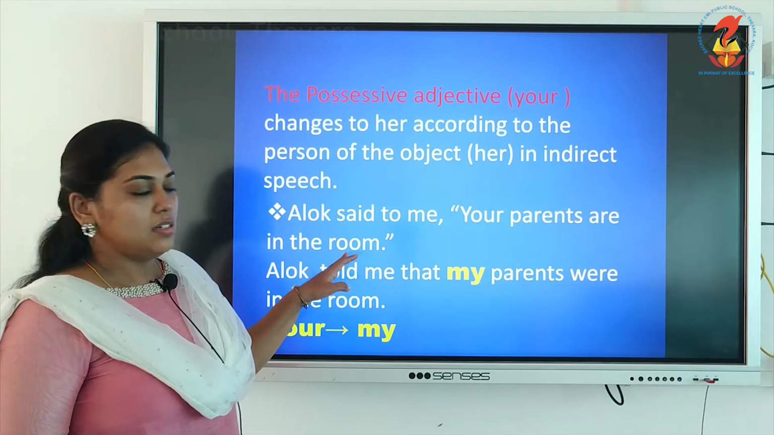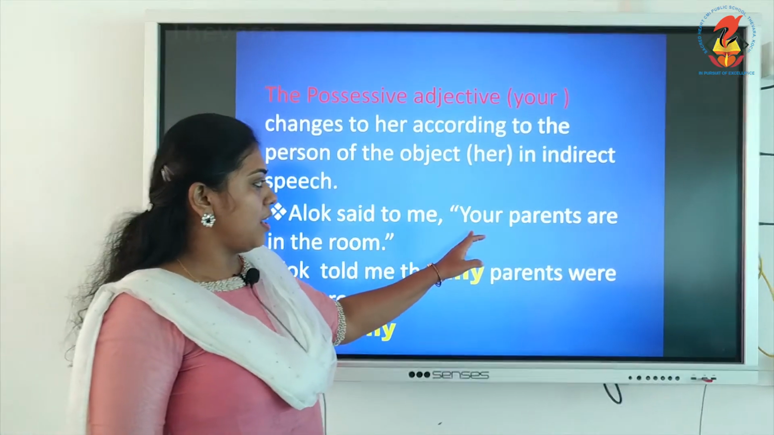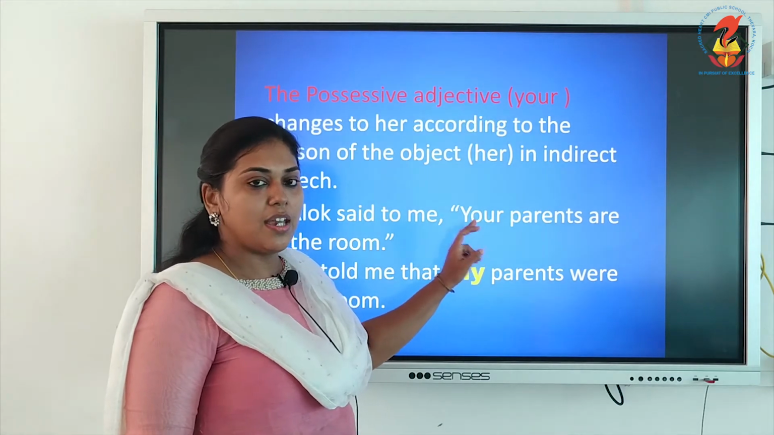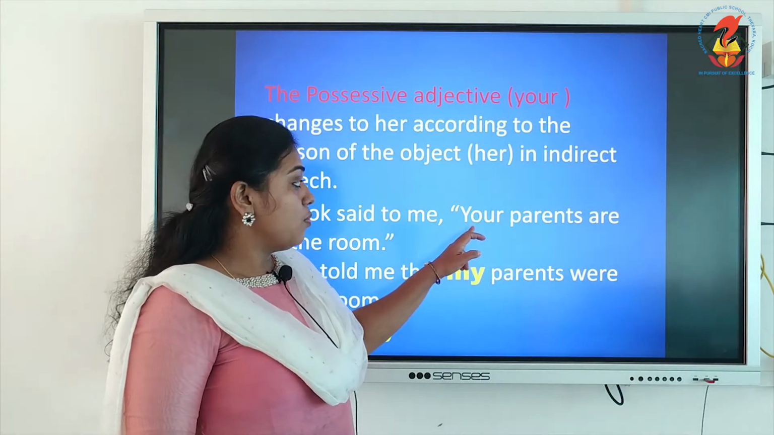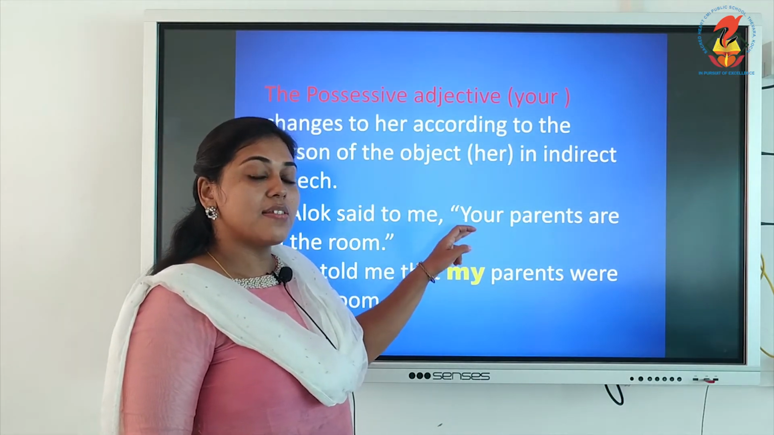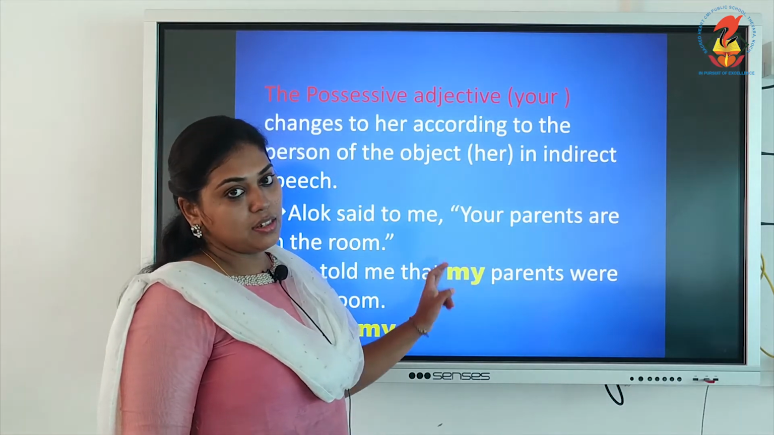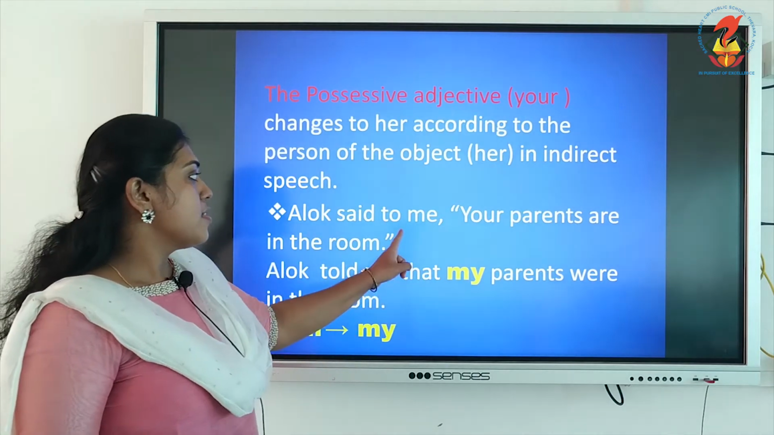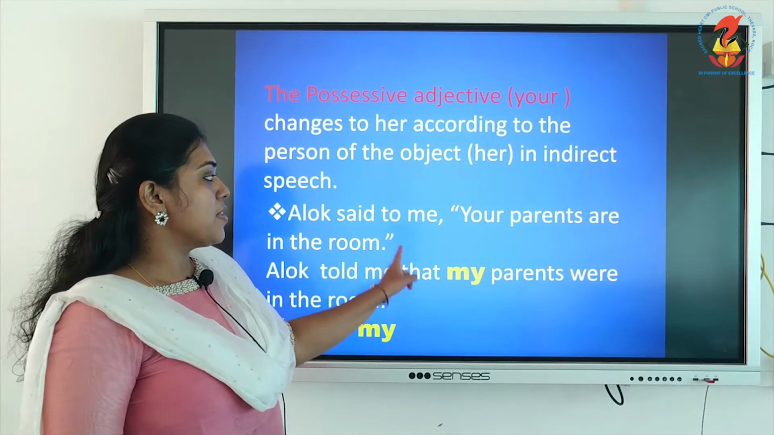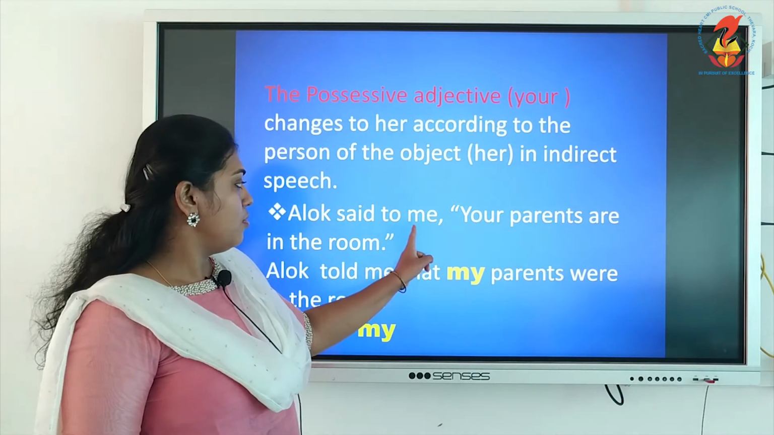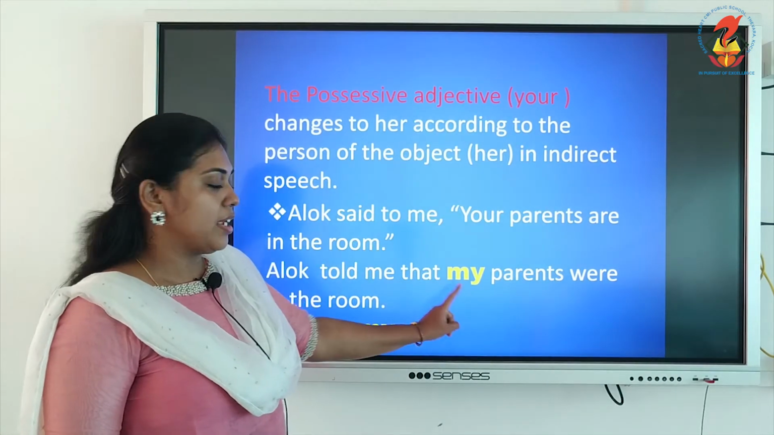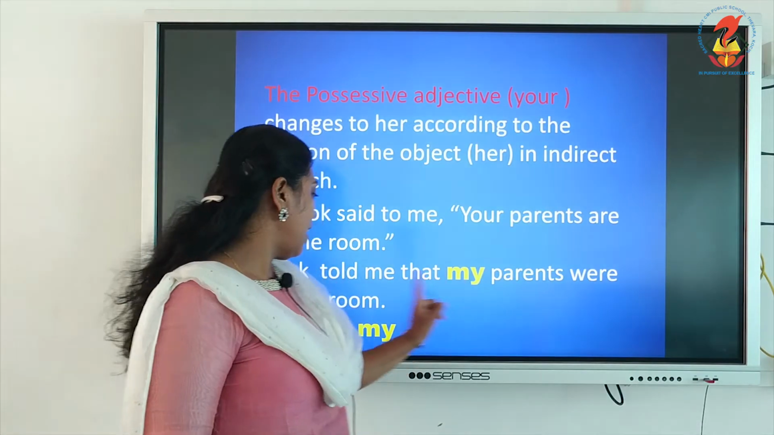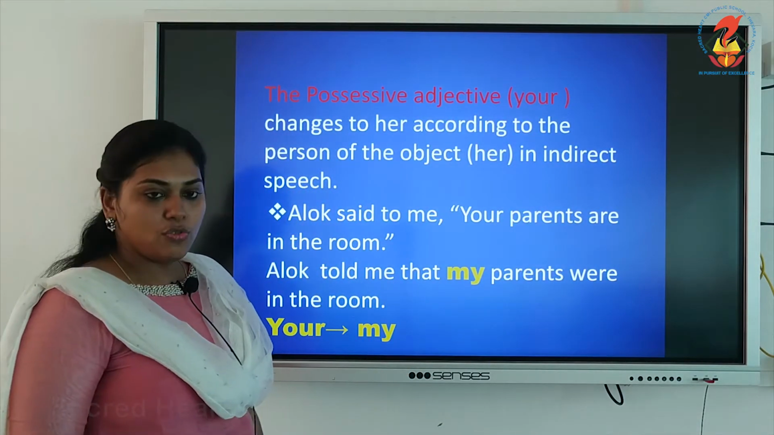So we understood that the possessive adjective your has come in the dialogue, so we have to change it. We have to take the same person of the object of the reporting verb. What is the object here? Me is the object, right? So the same person has to be taken here. So it should be written as my. Alok told me that my parents were in the room.